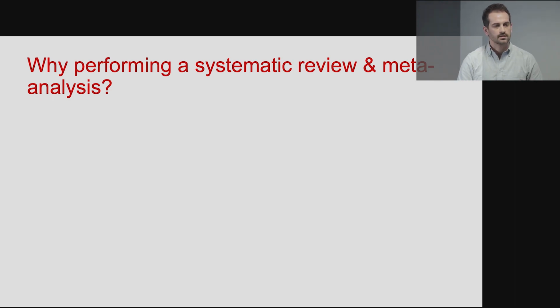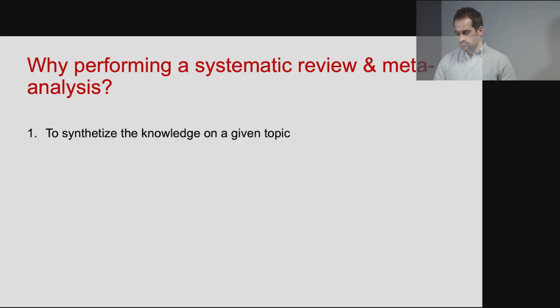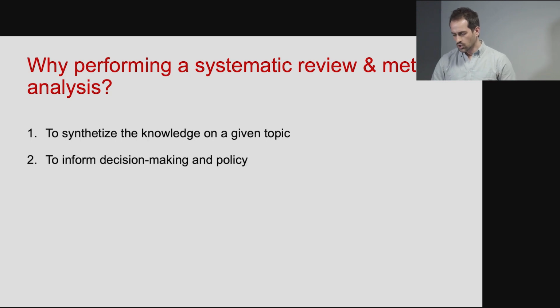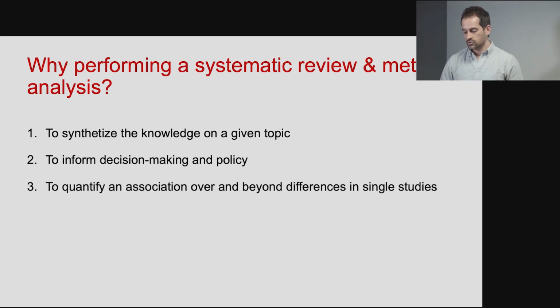We see consistency and inconsistency in findings, and then determine an overall estimate of effect size. Very good. So overall effect size over and beyond differences between studies. So to synthesize the knowledge on a given topic, this is already known. To inform decision making and policy, also. We're going to see the systematic review and meta-analysis is very useful, for example, to make decisions for policymakers. To quantify an association over and beyond differences in single studies, as you said.